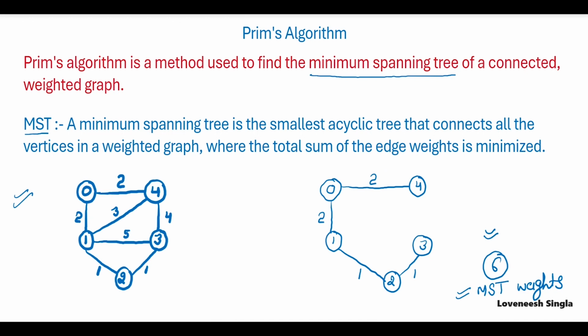For example, for this MST, the edges that are involved are 0 to 1, 0 to 4, 1 to 2, and 2 to 3. So with the help of Prim's algorithm, we can find the list of the edges involved in the minimum spanning tree and the total sum of the weights of all the edges. Now let's understand the approach of Prim's algorithm.